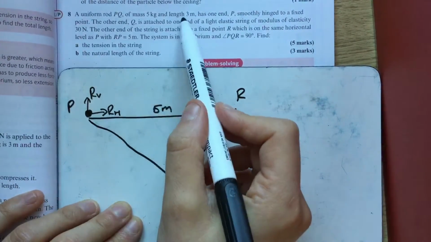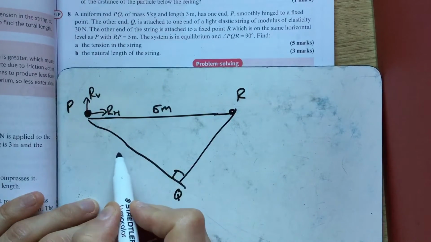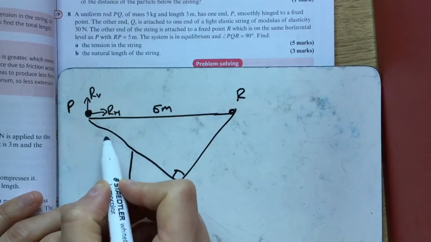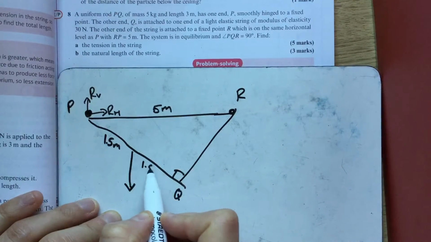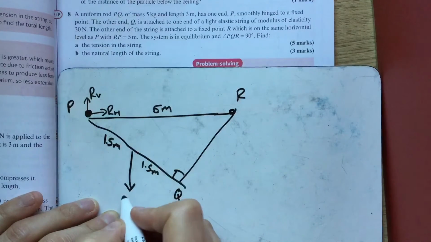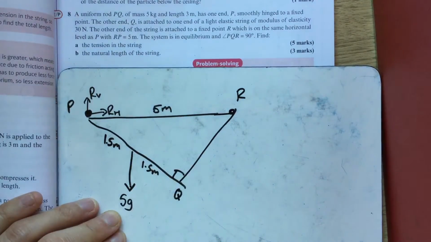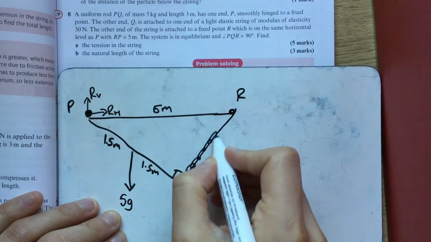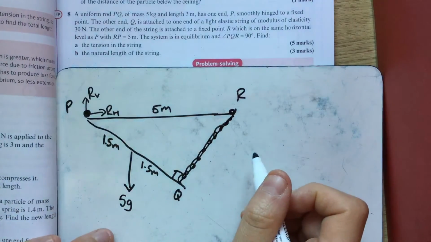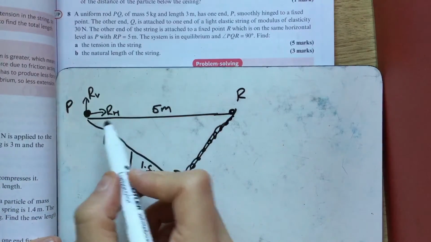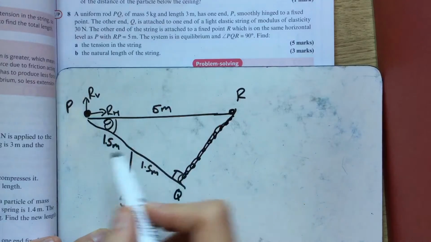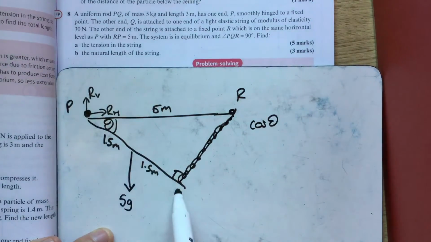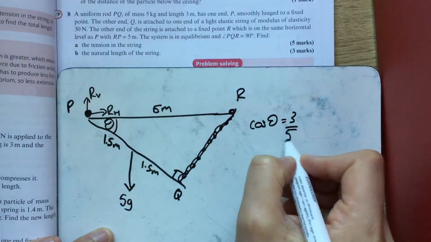And then just filling in a bit of information. This was 3 meters, and it's uniform, so the centre of mass would be in the middle, so this is 1.5 meters, 1.5 meters, and the rod itself was 5 kilograms, so that's mass times G. Good. This is our string. I quite like to put a little curly line to remind myself that's the string. I also know that this angle here is theta. And I can see that my cos theta would be adjacent over hypotenuse, which would be 3 over 5.